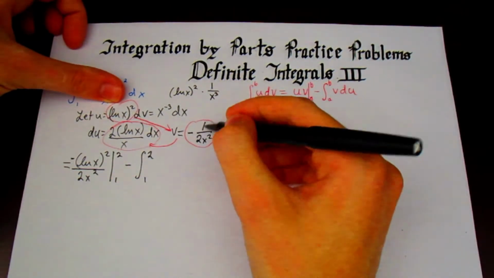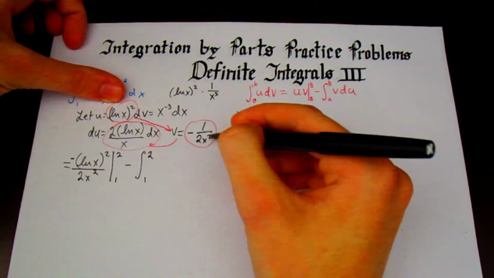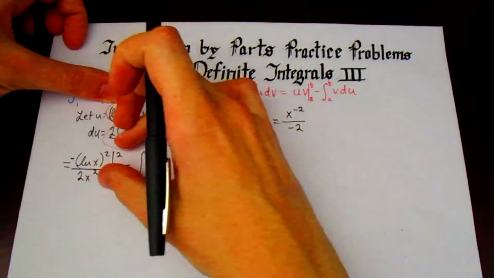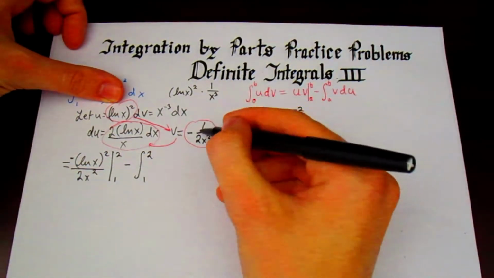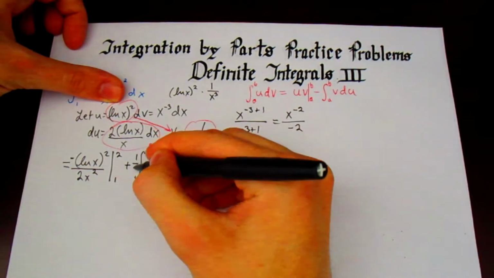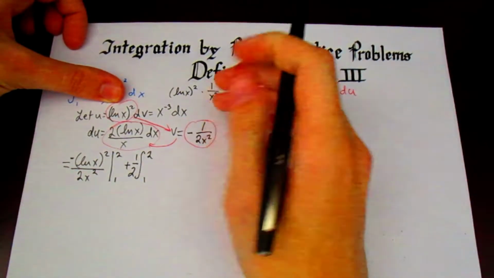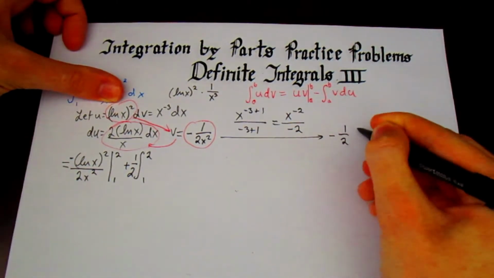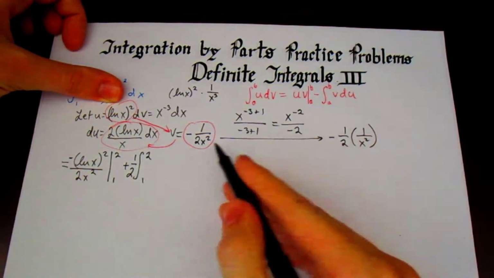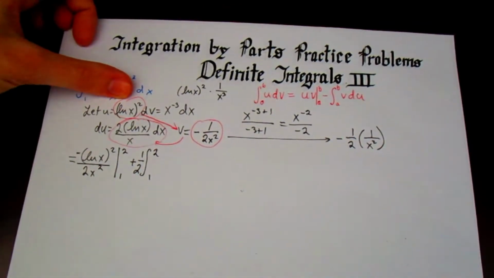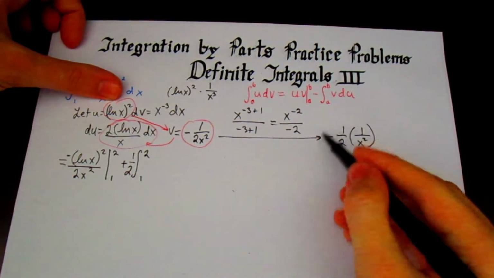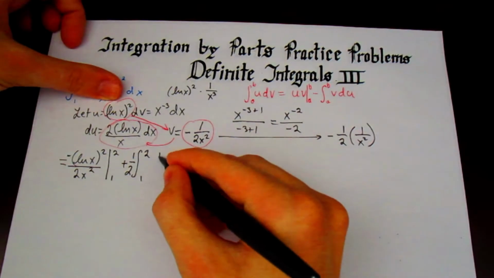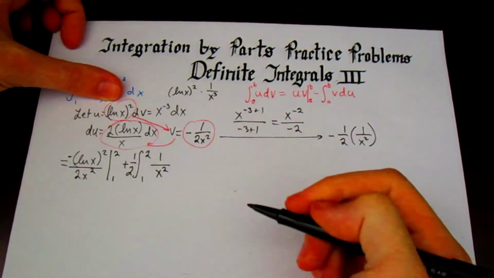Notice that for this v, it's negative 1 over 2x squared. There's a negative half in here. I'm going to pull that negative half outside. Again, this is essentially negative 1/2 times 1 over x squared. It's the same thing. So I'm going to pull that negative 1/2 out. That changes that minus into a plus, and you're left with 1 over x squared.